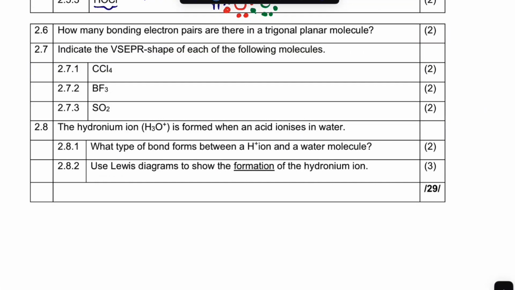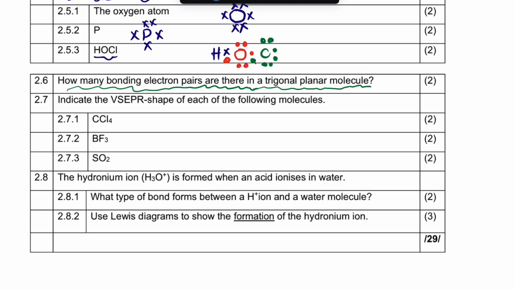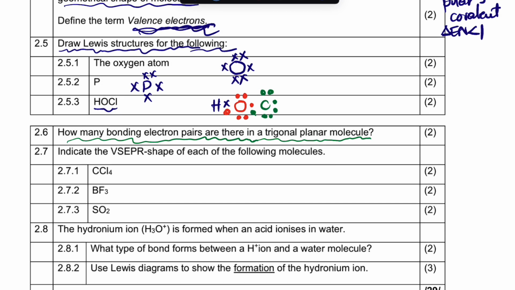2.6, it says how many bonding pair of electron are there in a trigonal planar. The trigonal planar, guys, is the shape of this one, BF3. It's like that. This is the trigonal planar, right? The shape of this one is a trigonal planar. The trigonal planar has three bonding pairs.